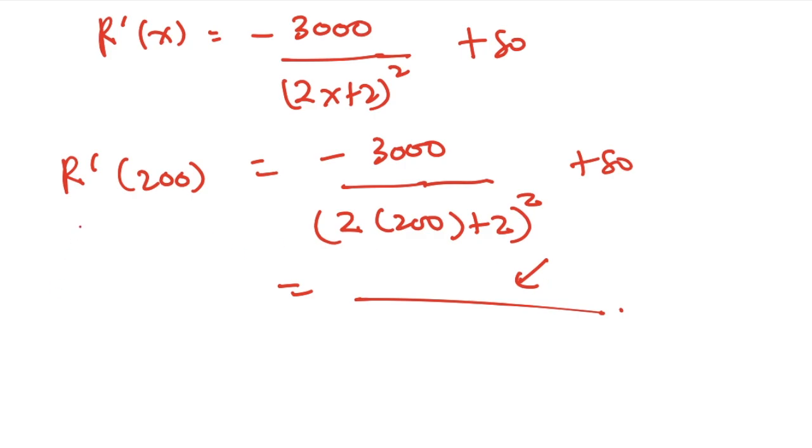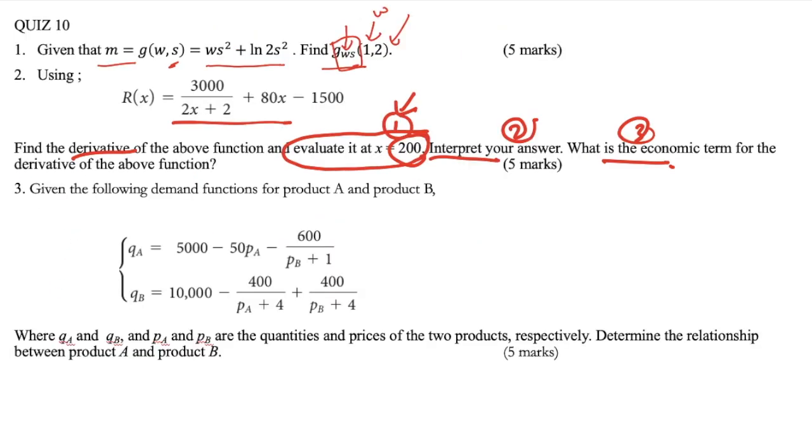So we are done with question 1 and question 2. Now we need to move to question 3. Okay. Let's look at question 3 now. Given the following demand function for product A and product B, where QA and QB, and also PA and PB. Oh, I forgot one thing.